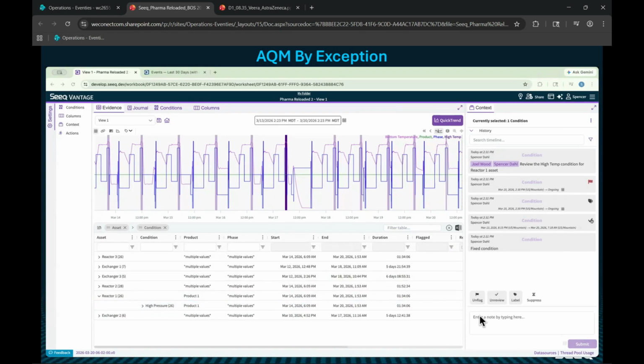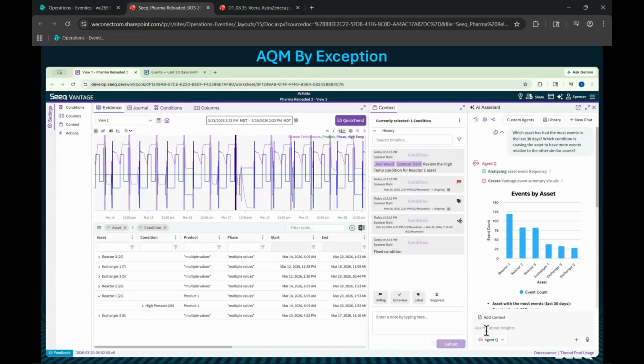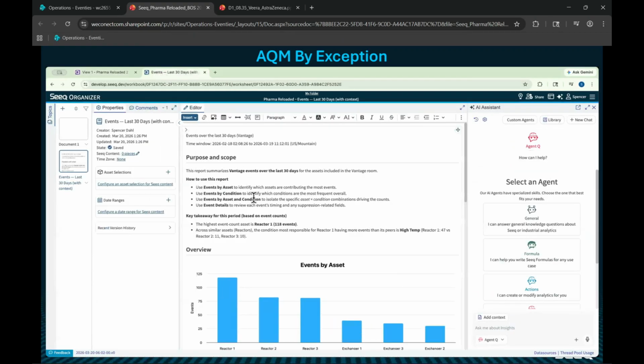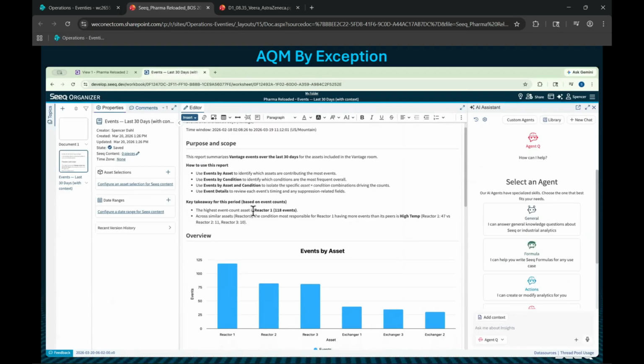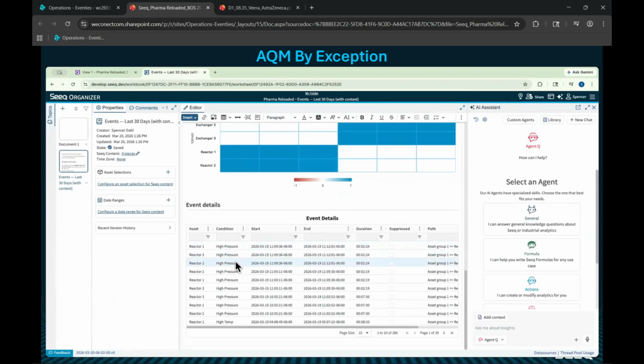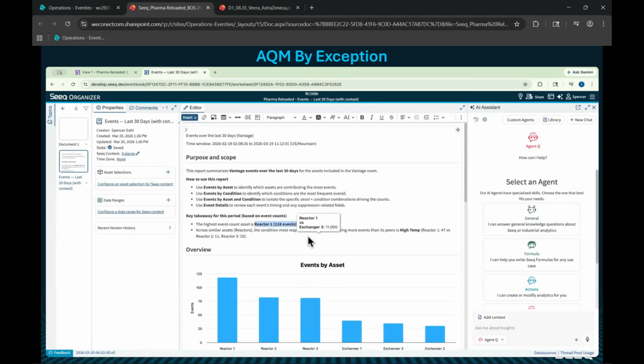Finally, what you really want out of this is reporting in the end to say, okay, what happened? So we go ahead and create a report with our agent queue, documenting the events over the last 30 days. And as an example, while that's generating, here's an example of what the report could look like. Reactor 1, how many events occurred over the last 30 days, what was our problem condition, and then a number of plots here about those conditions, and then an exception log at the end showing what were the critical areas and the issues that we had.